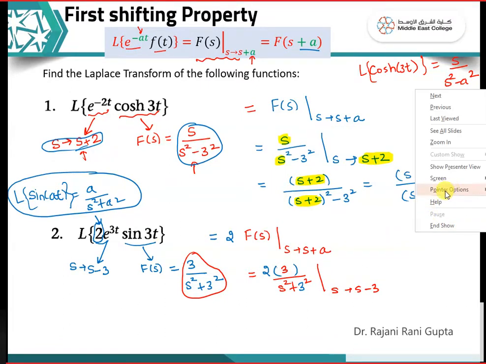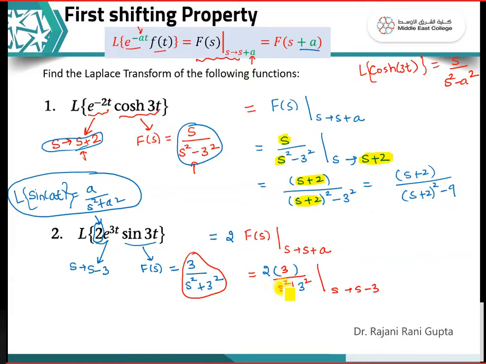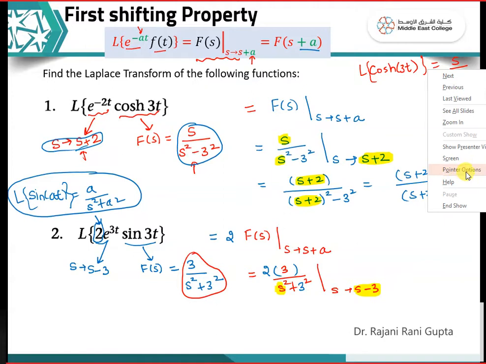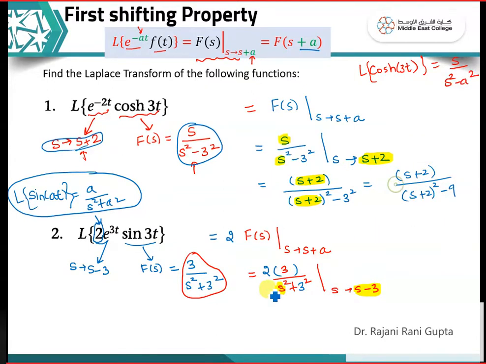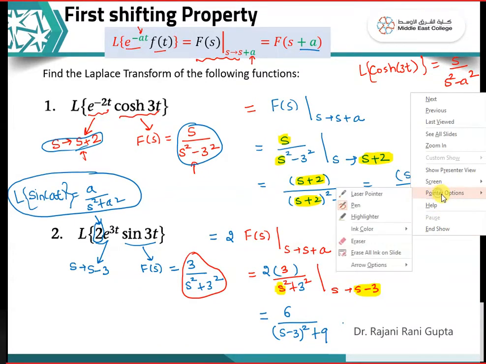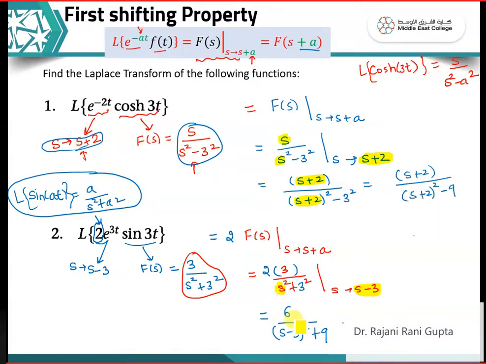Now what you have to do? You have to change the value of s. We have s at only one position. You have to replace it by s minus 3. So what will it give you? First, 2 times 3 gives you 6 over, in place of s you have s minus 3 power 2 plus 9. That's it. You can stop here. You don't need to proceed further. So we just change s to s minus 3.